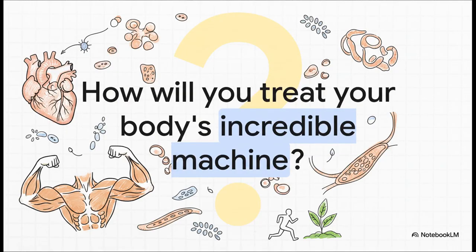From the microscopic intercalated discs of your beating heart to the massive pulling power of your gluteus maximus, your muscular system is just a marvel of biological engineering. You have hundreds of muscles constantly communicating, stabilizing, and firing just to keep you upright and moving through the world.